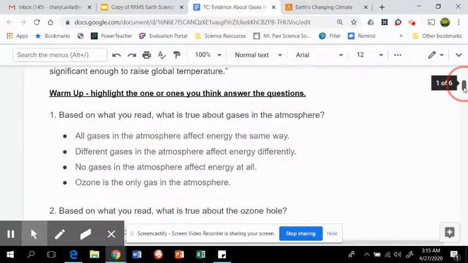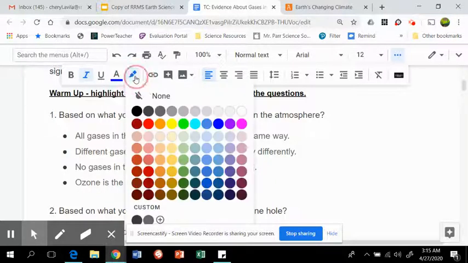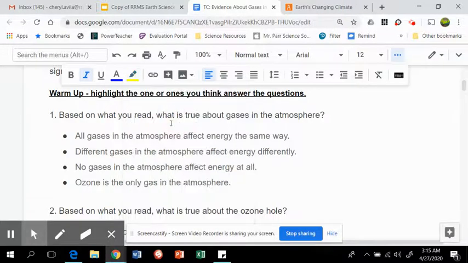So highlight the one or ones you think answered the questions. Based on what you read, what is true about gases in the atmosphere? So to highlight, I'm going to show you how to highlight again. You're going to press on the 3 dots here, and this is your highlighter button right here. You can click it whatever color you want. But first you have to select the text that you want to highlight.